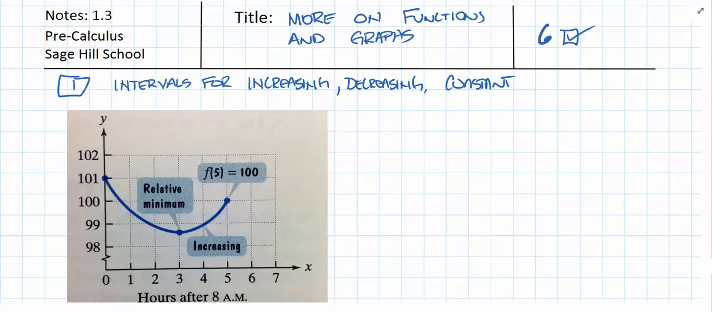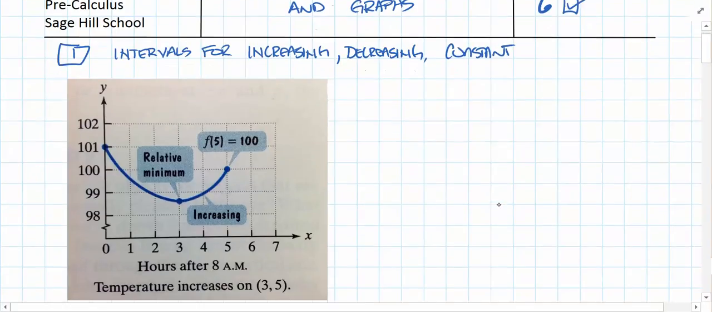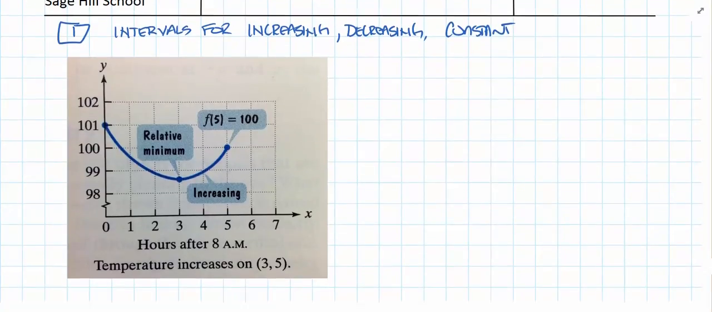So I took a couple of pictures from the book to put them in the lesson so that we could see a little bit better here. You don't necessarily have to copy down the picture, but we want to be able to copy down the ideas for increasing, decreasing, and constant.